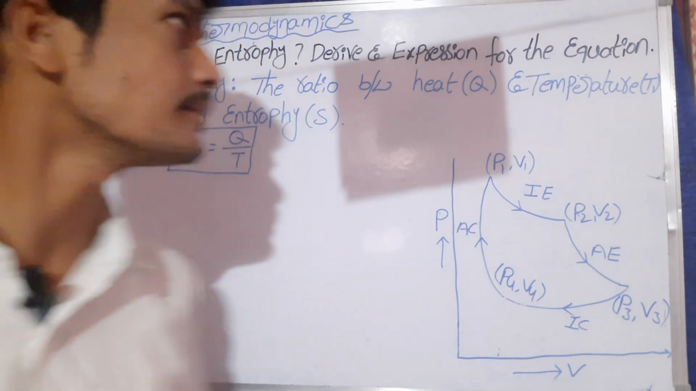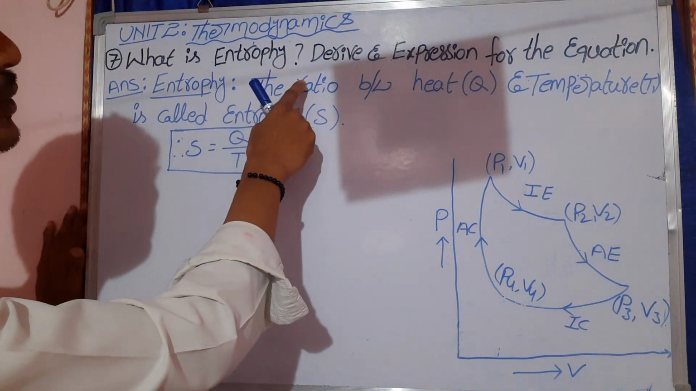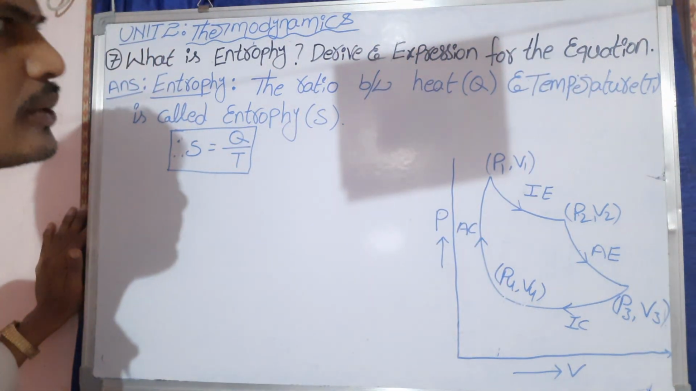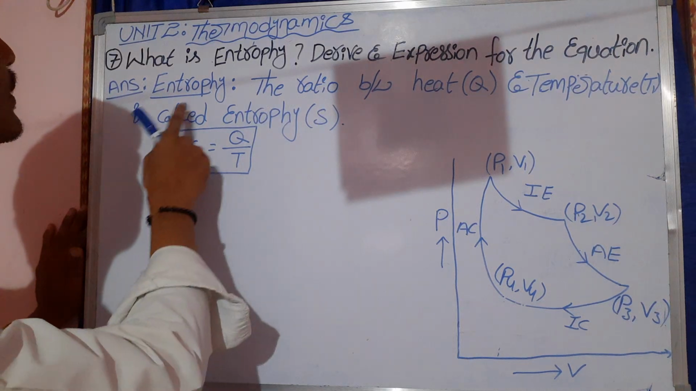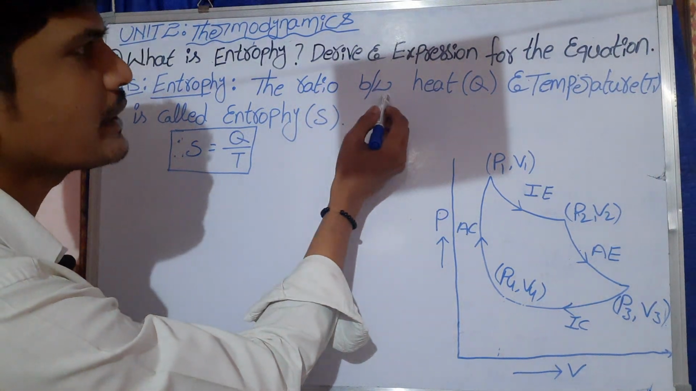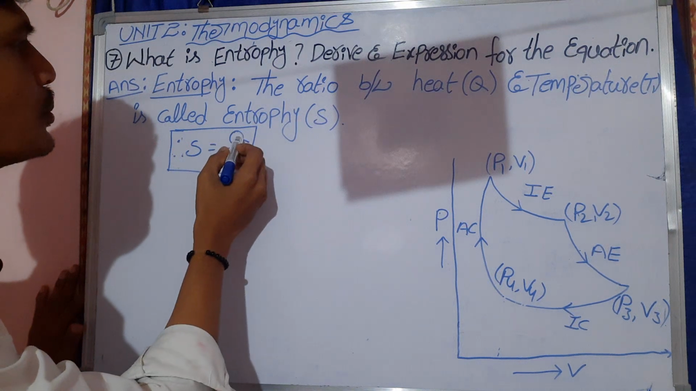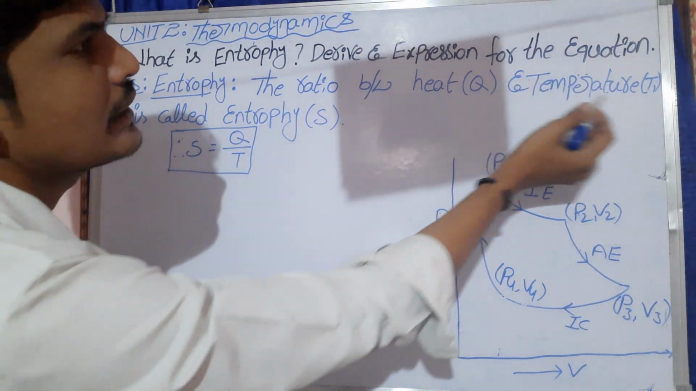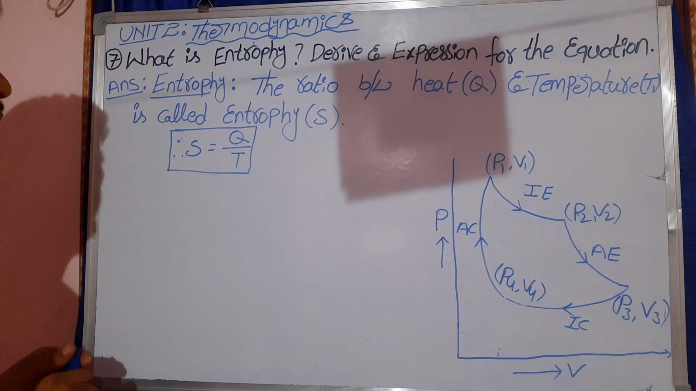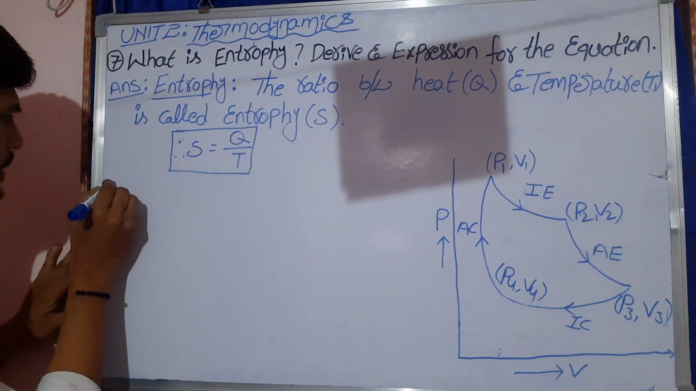Today my topic is Unit 2 Thermodynamics. What is entropy, and derive an expression for the entropy equation. First of all, what is entropy? Entropy means the ratio between heat and temperature. Q means heat, T means temperature. The ratio between heat and temperature is called entropy. So, prove the derived expression.